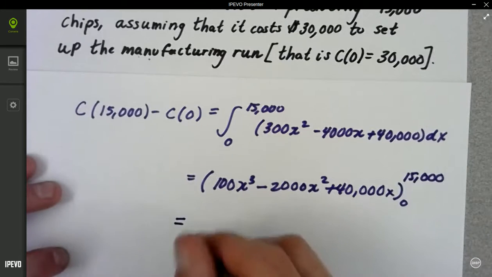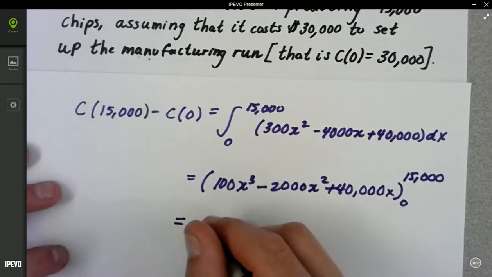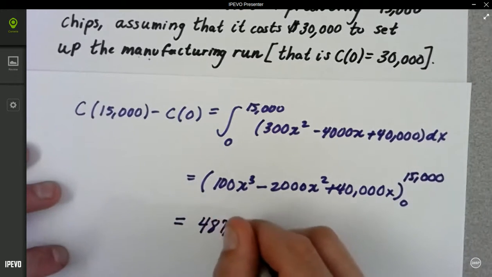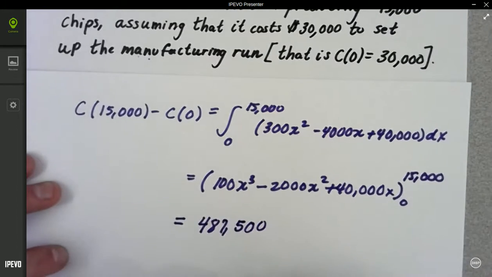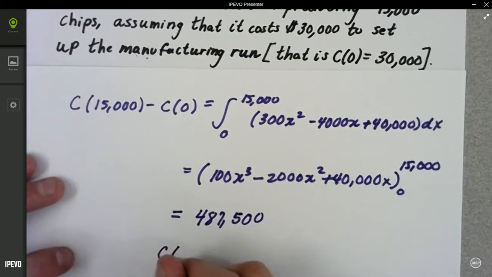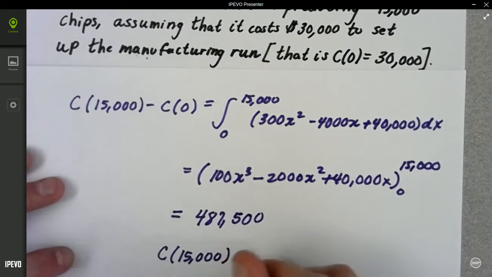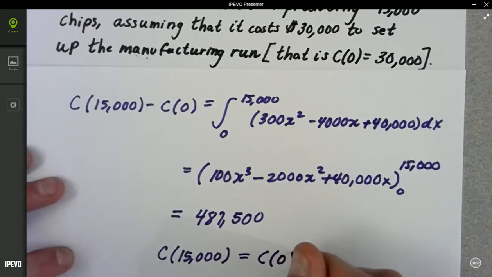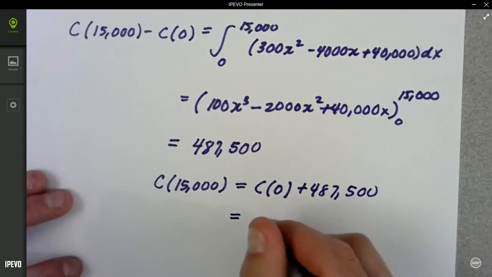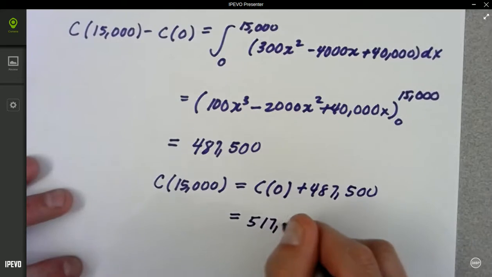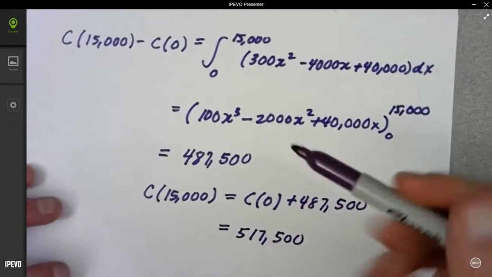Okay, so this is what we get: $487,500. But you've got to be careful here. The initial cost needs to be added to that. So the cost of the 15,000 chips is going to be equal to the initial cost plus that $487,500. And so the actual total of this is $517,500.